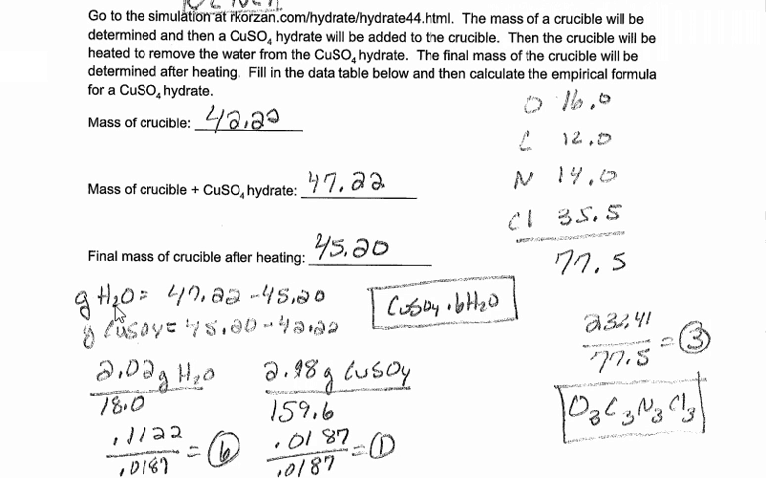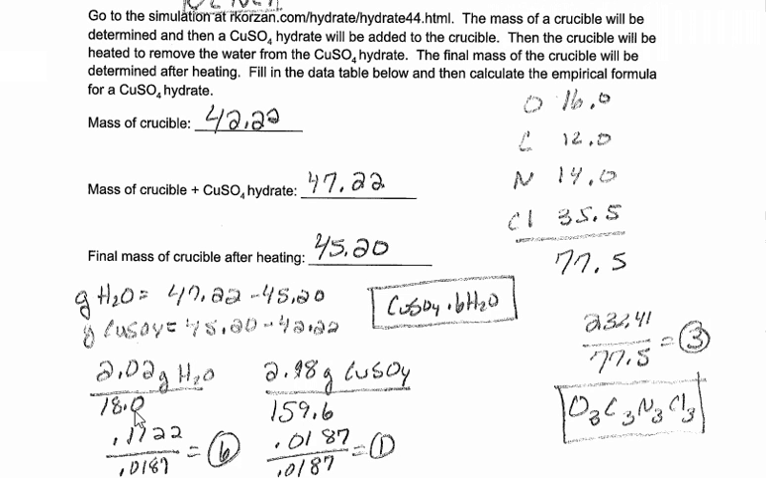To get your grams of water, you're going to take 47.22 minus the final mass. So 47.22 minus our final mass gives you 2.02 grams of water. To get your copper sulfate left, you're going to take the final mass minus the empty crucible mass. So 45.20 minus 42.22 gives you 2.98 grams of copper sulfate. Now the next step in any empirical formula, of course, is getting the moles. So I select the chart form for this.